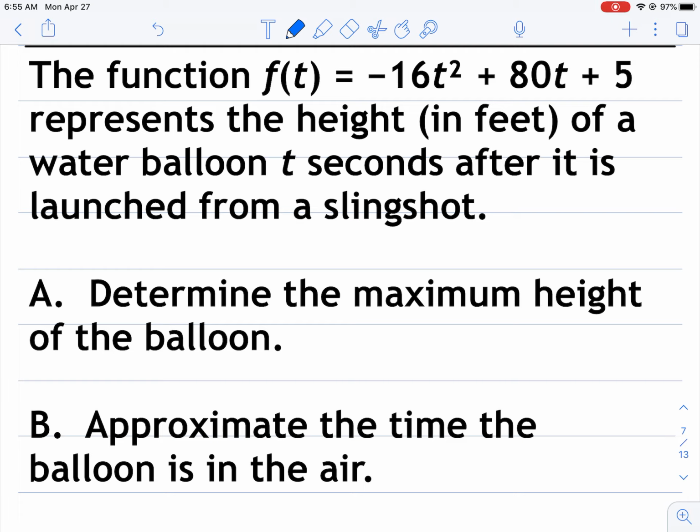So let's read over our word problem here. Okay, the function f of t equals negative 16t squared plus 80t plus 5 represents the height of a water balloon t seconds after it is launched from a slingshot.